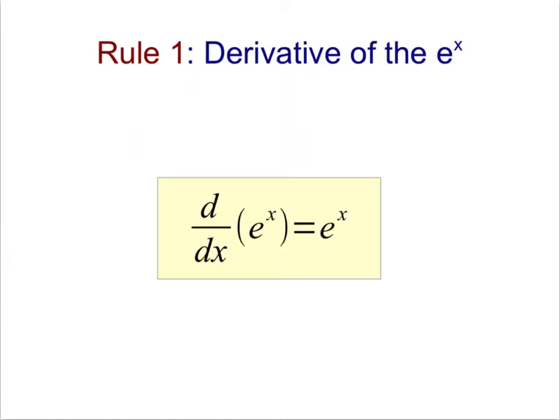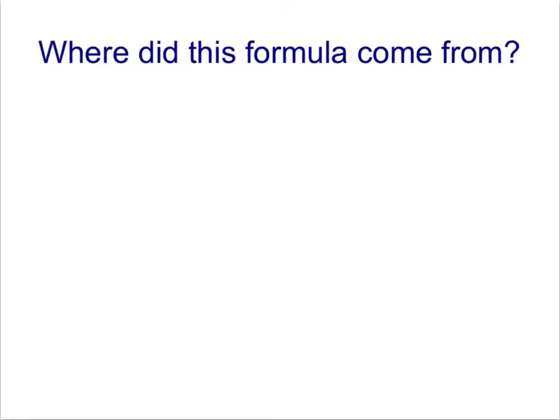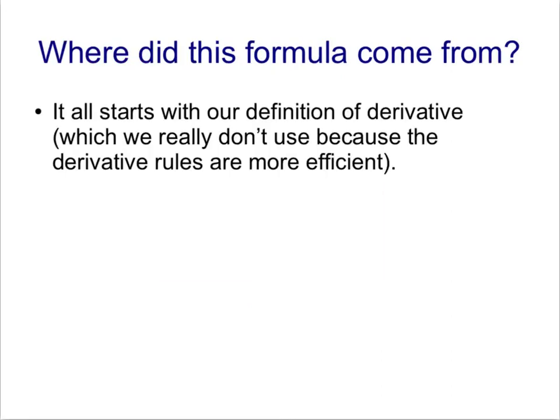Officially, our textbook tells us that rule number 1 is that the derivative of the function e to the x is e to the x, which is very convenient. That's kind of an easy derivative rule to remember. But let's find out more about where this came from. Well, it all starts with that definition of derivative. And remember, we really don't use that definition because the rules that we've learned are much more efficient.